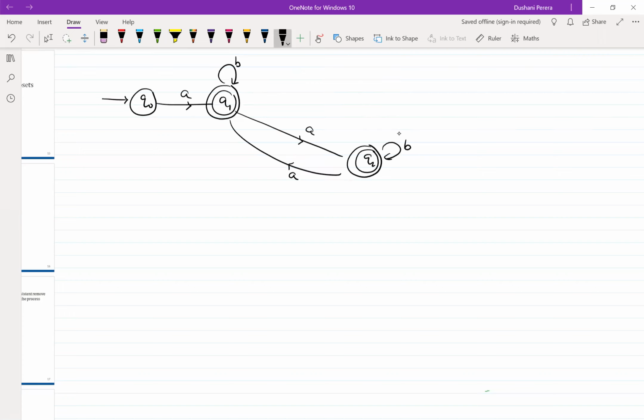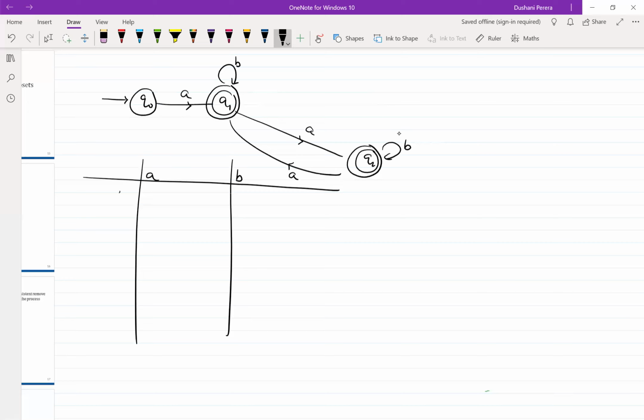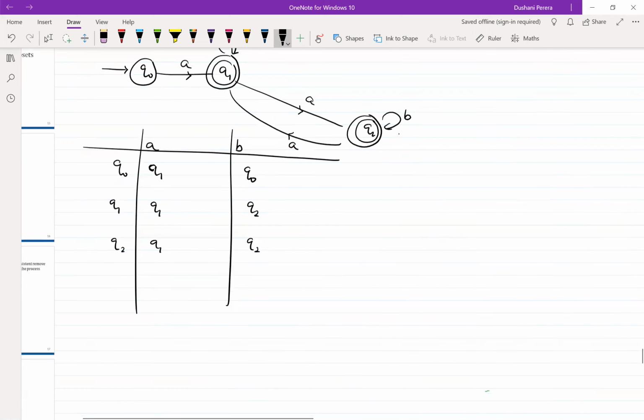So let's draw the transition table. Q0 goes to Q1 and Q0. Q1 goes to Q1 and Q2, and then finally Q2 will go to Q1 and Q2. Okay. Now the first step, the first equivalence level.